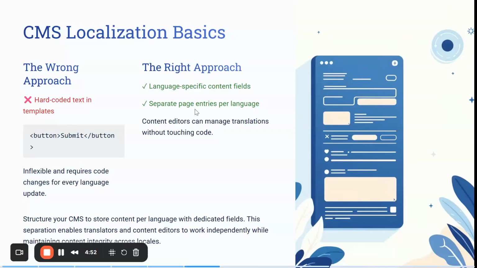And the right way is having a separate page entry per language. So instead of one page with English text packed in, you have separate English, French, and Spanish versions inside the CMS. This makes editing and translating super simple, and also developers only worry about the structure, not the content.